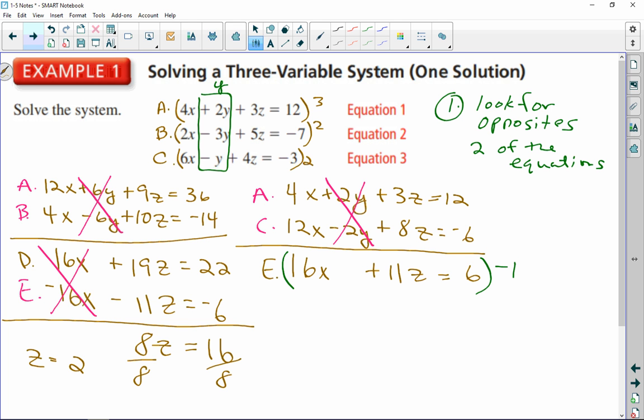Now let me ask you a question. Do I have to go through this whole process again? Or can I use one of the modified equations? I can use one of the modified ones, right?